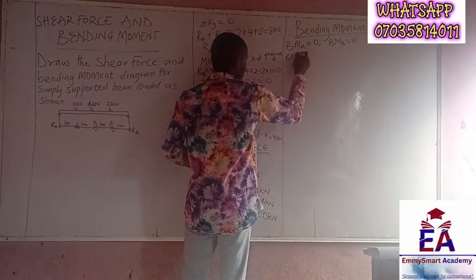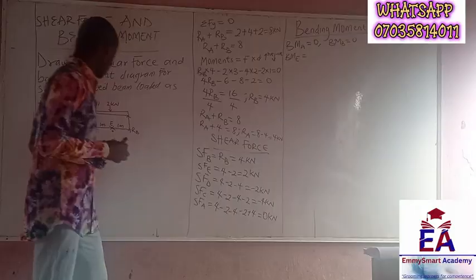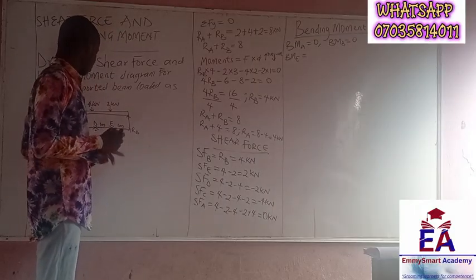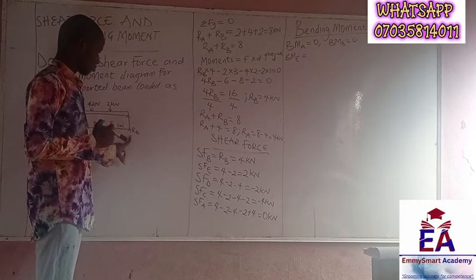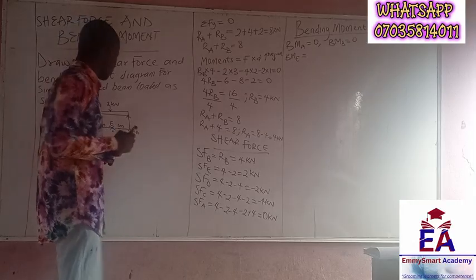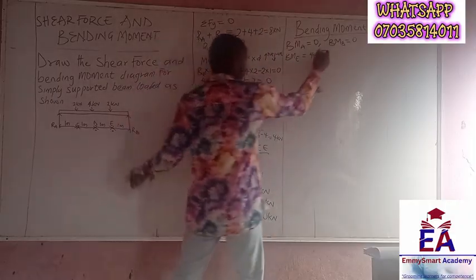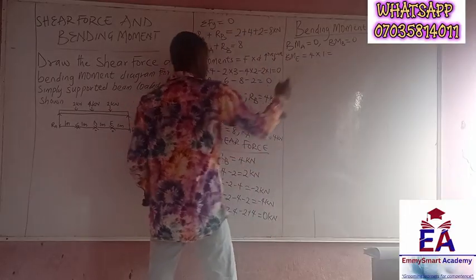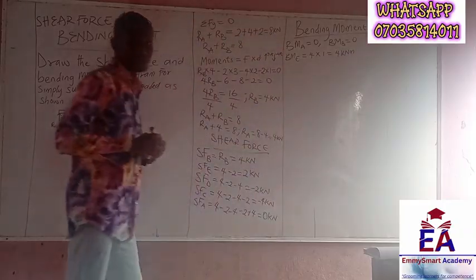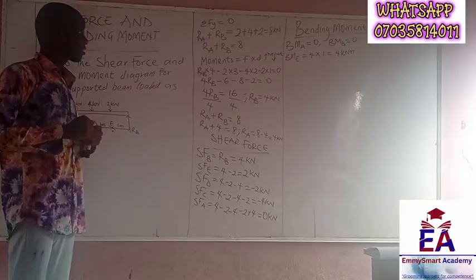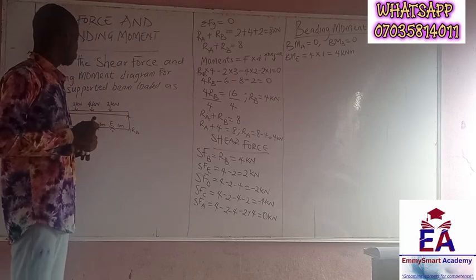Bending moment at point E will be equal to, so we have the force acting here is 4, right? So you have 4 times the distance covered, which is 1. So 4 times 1 will give us 4 kilonewton meter. Remember, we said moment is what? Force, which is in Newton, and then distance in meters. So we have 4 kilonewton meters.